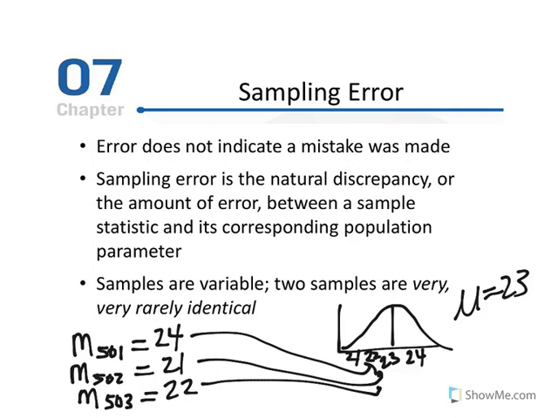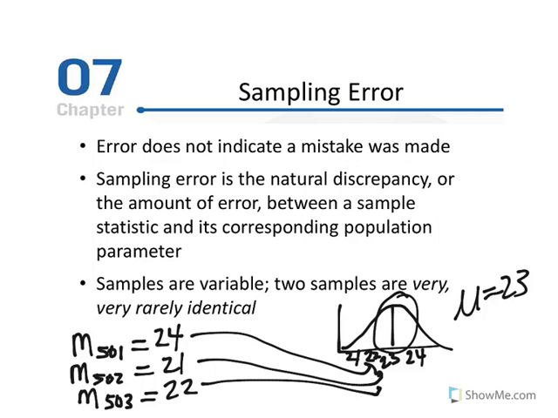So we refer to that as sampling error. And we need to understand, again, that the majority of scores of sample means are going to be concentrated around 23, because that's what the population is made up of. And so if we take sample after sample after sample, most of those sample means are going to be congregated around the mean of the population. And then we'll see some that are different. But again, anything that's different from the mean doesn't imply an error.